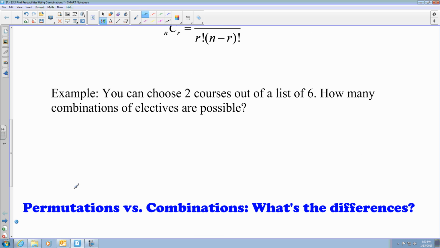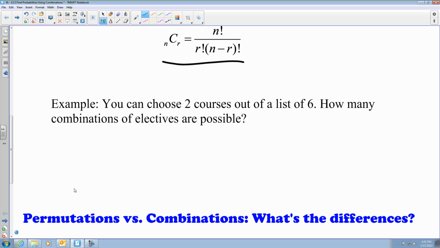So let's do some examples. Let's say you choose 2 courses out of a possible list of 6. You want to know how many combinations of electives are possible. So by using this formula up here, I have a combination where I got a list of 6. That means my n is going to be 6, my r is going to be 2.